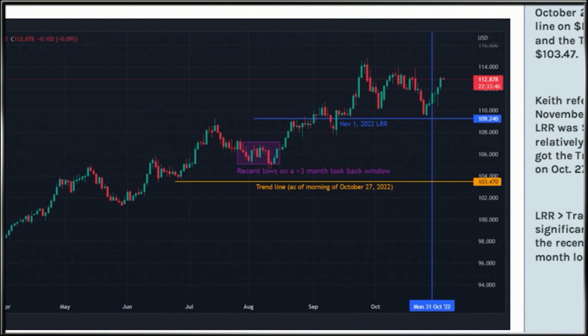Now, what he's really seeing here is that 109.24 was the low end on 11.1. On 10.27 it was 109.22. So the low end of the range over the course of 4 days hadn't really moved. It was still very much intact, putting in a low above the trade line of 109.01.